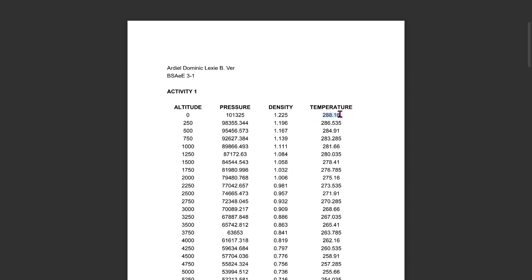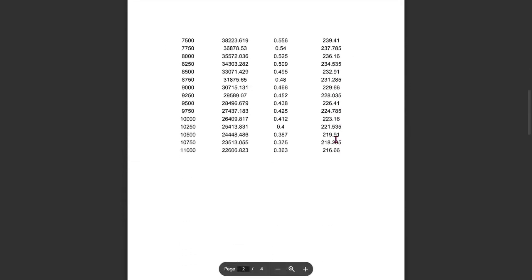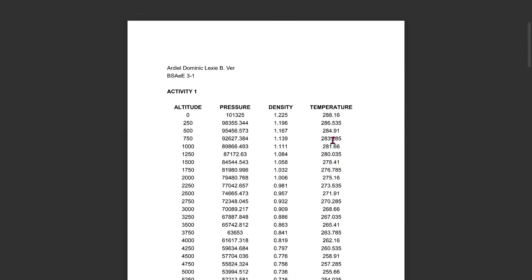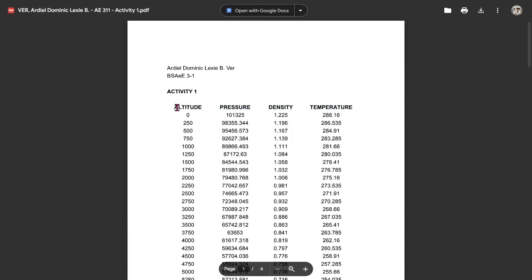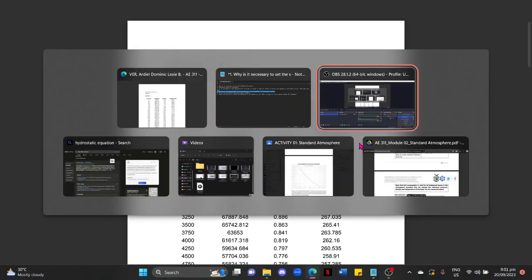For the temperature naman, we all know na the more na lumalapit tayo, syempre sa ating atmosphere, mas lumalamig. So, kagaya sa Mount Everest, kapag nandun ka na sa taas, masyado na malamig doon, and such. So, the relationship between all these three is when the altitude increases, the pressure decreases, the density decreases, and the temperature also decreases.